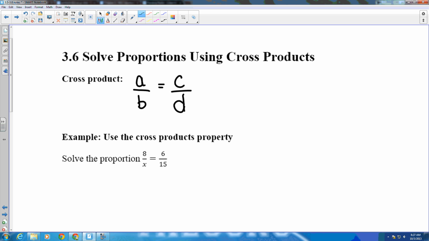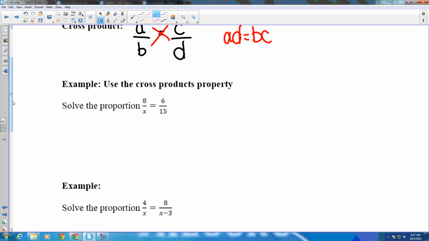So a cross product is when we have a proportion such as this, a over b equals c over d, and then to solve it, we multiply. That's why it's called cross, because it looks like a cross. A times D equals B times C. So let's go ahead and use that cross products property.